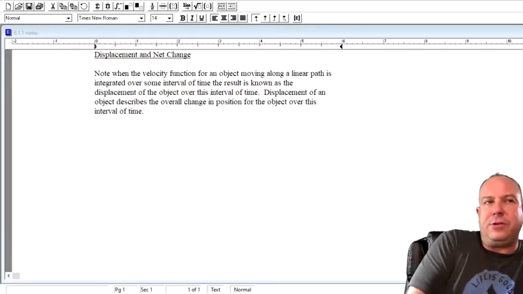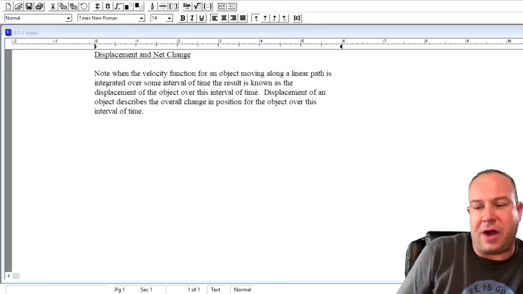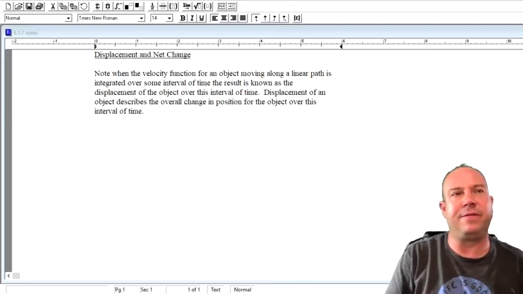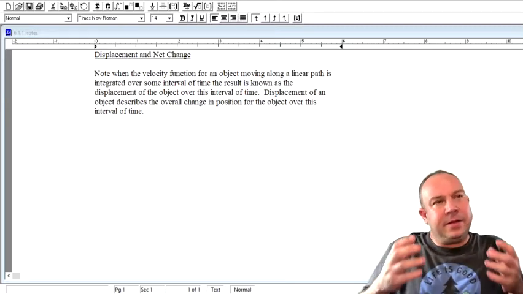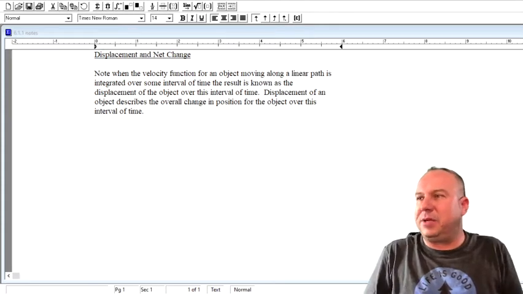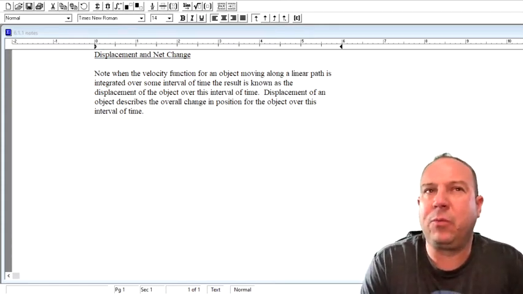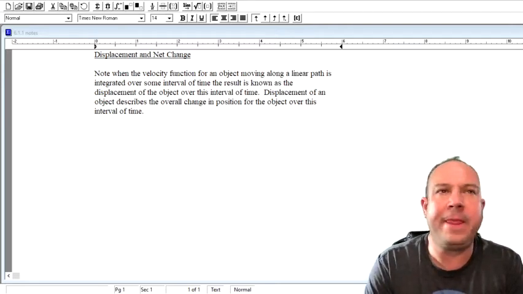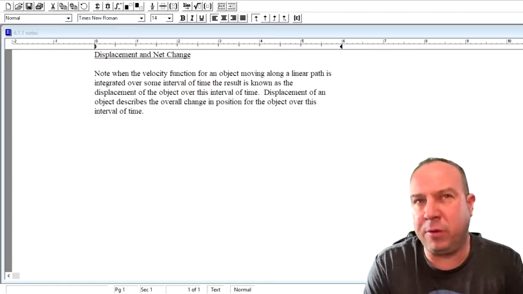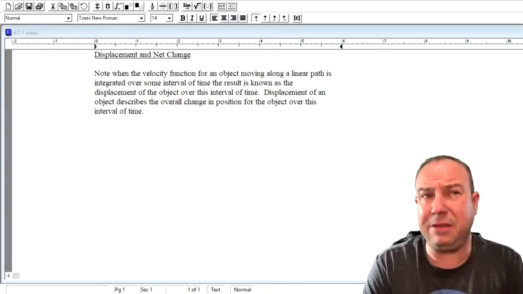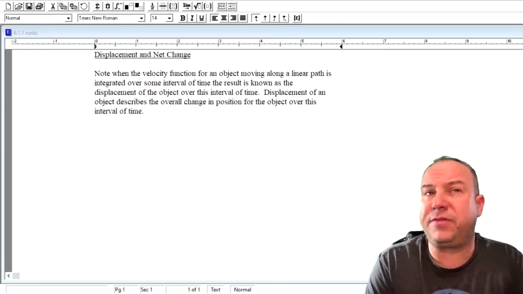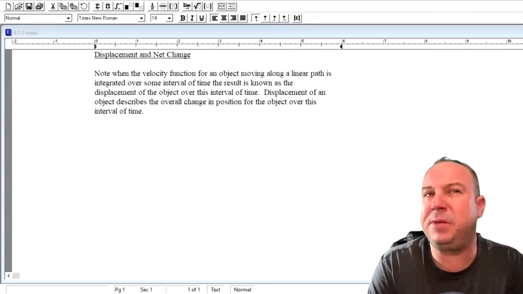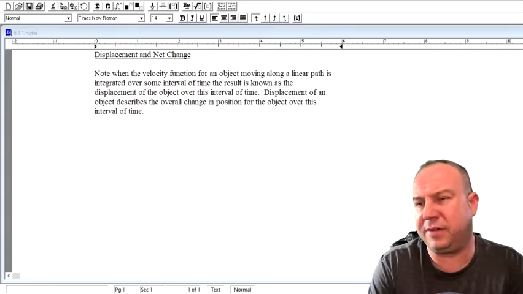Where we start in our study of the application of integration is with displacement and net change. Displacement is an idea that builds itself upon the velocity function, or we could even say the position function. Note that when the velocity function for an object moving along a linear path is integrated over some interval of time, the result is known as the displacement of the object over this interval of time.